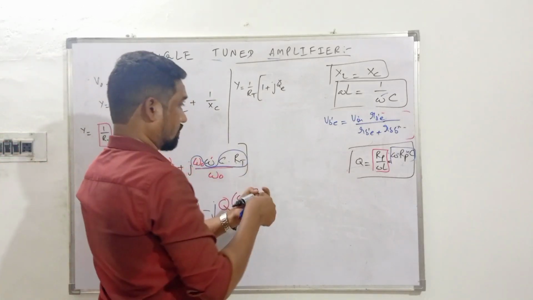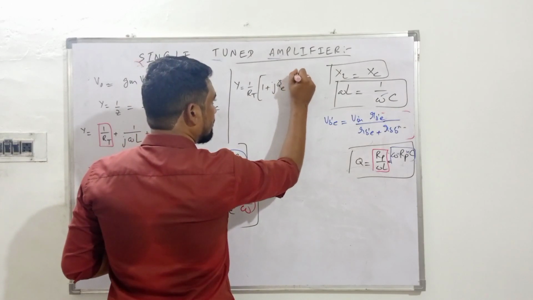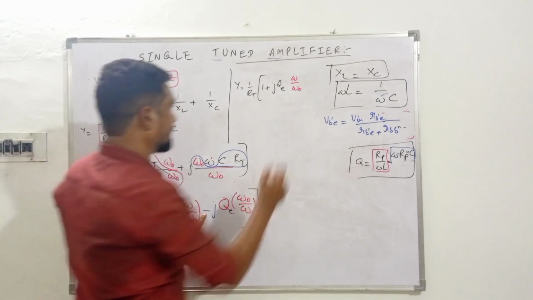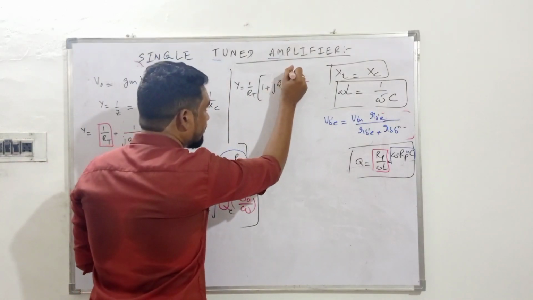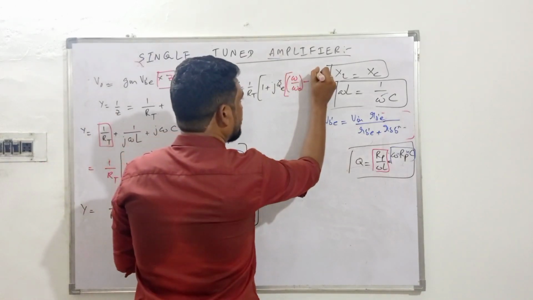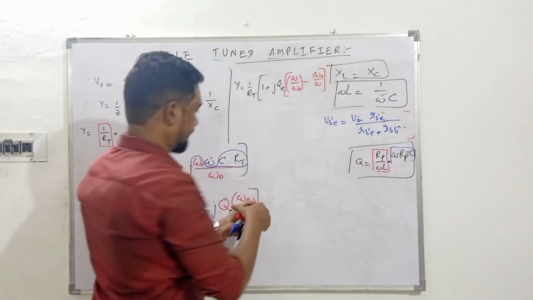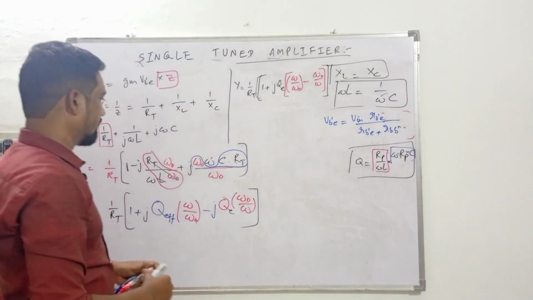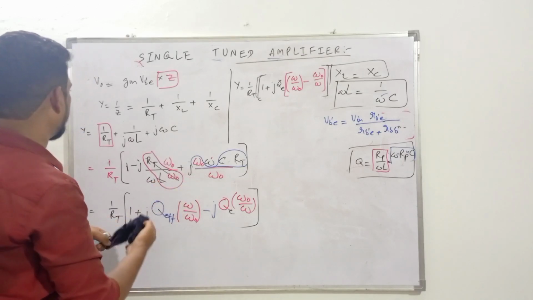So what do we have here? The first term, omega by omega naught, from here minus this one, and omega naught by omega. Close the bracket, and this one we need to have, isn't it? All right, so hope you understood the reduction over here.